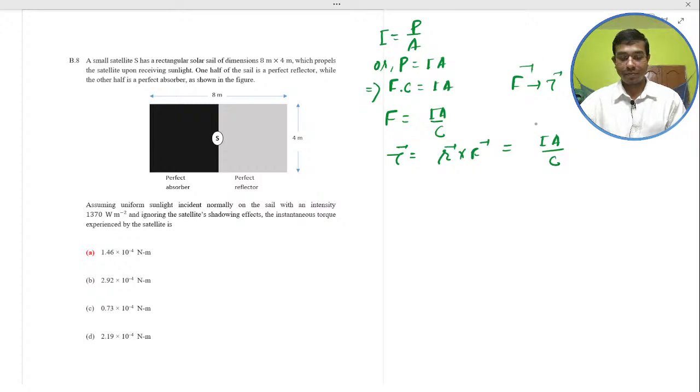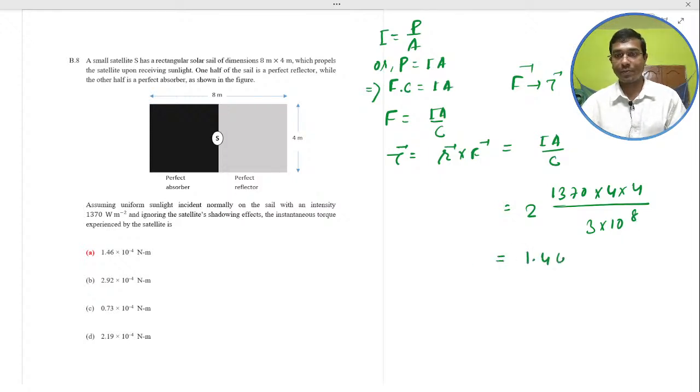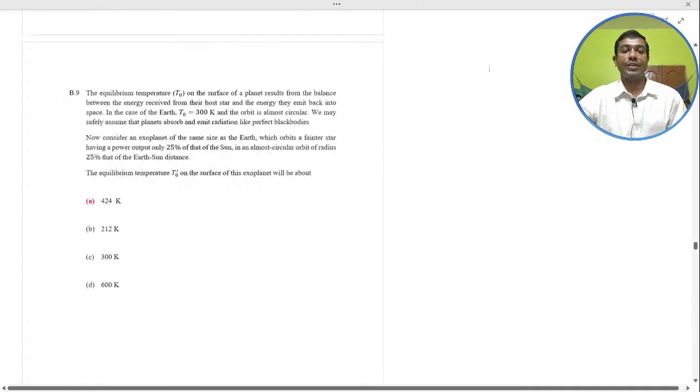that the tau, put this value IA by C, that means twice 1370 4 into 4 divided by C. C means 3 into 10 to the power 8. That will become 1.46 into 10 to the power minus 4 Newton meter. Option A would be the correct. Next question.